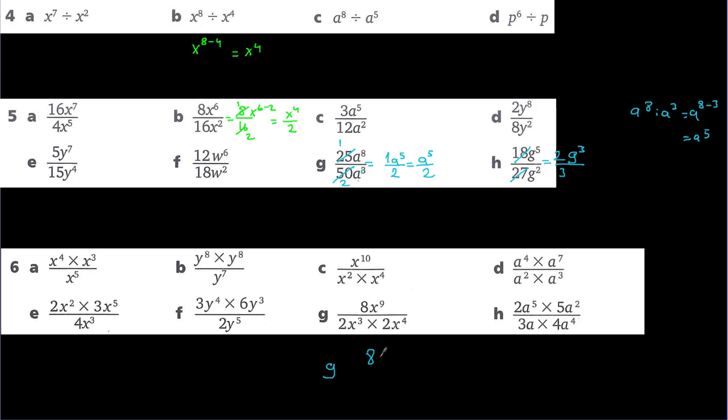Here 8 times x to the power of 9 divided by 2 times 2, which is equal to 4, x to the power of 3 times x to the power of 4, which is x to the power of 7. So it's 8x^9 divided by 4x^7. 8 divided by 4 is equal to 2. x to the power of 9 divided by x to the power of 7 is equal to x to the power of 2. This is the answer of the question and the end of the video.